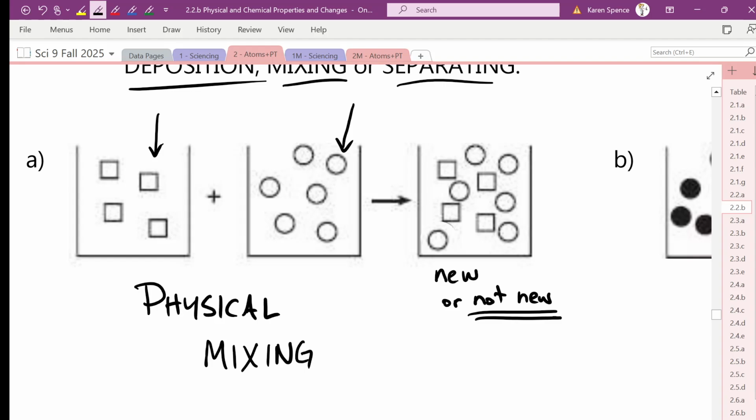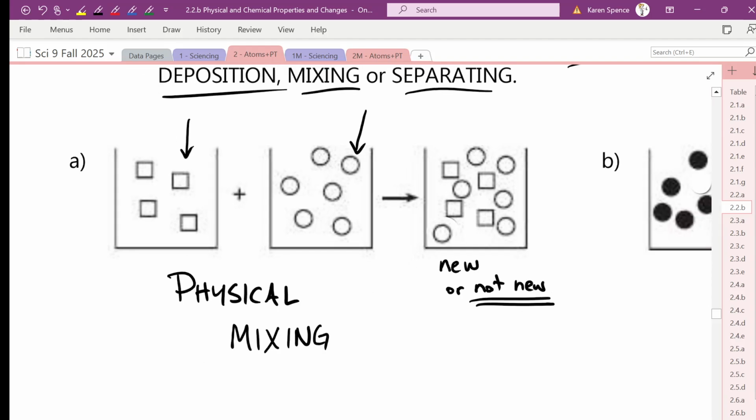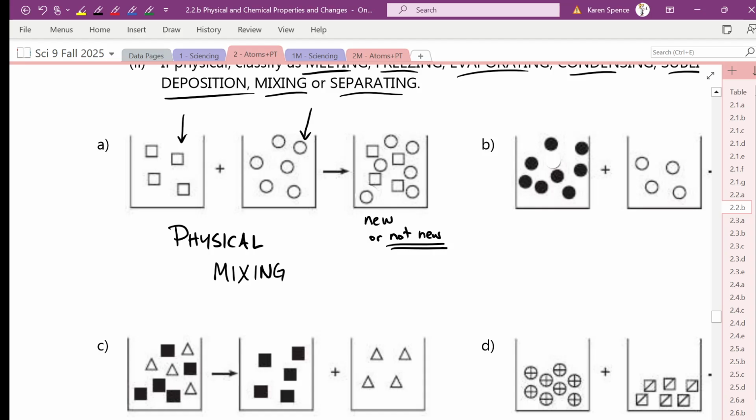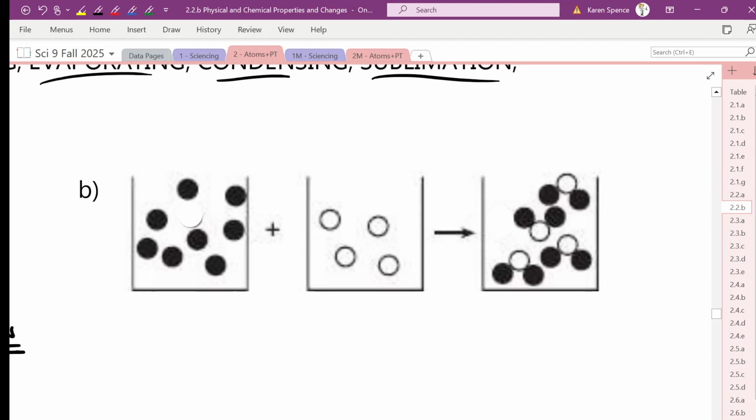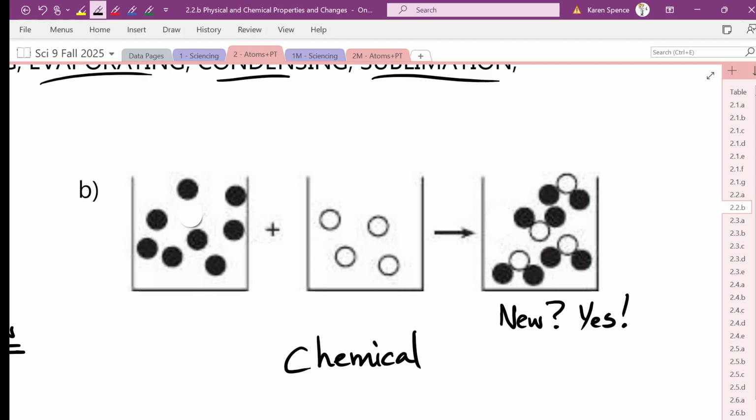Now, if it happens to be a chemical change, you're lucky. You're just done. You're like, it was chemical. Done. Okay? So let's take a look at maybe this one here, part B. Did we end up with something new? Yes. And if you ended up with something new, then that is a chemical change. And then you don't have to decide. There's no types of chemical changes. It's a chemical change.